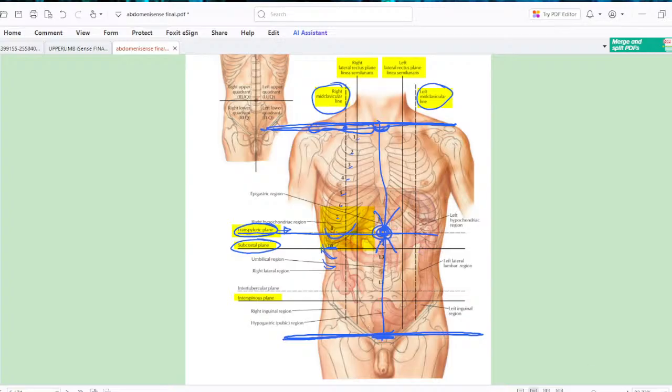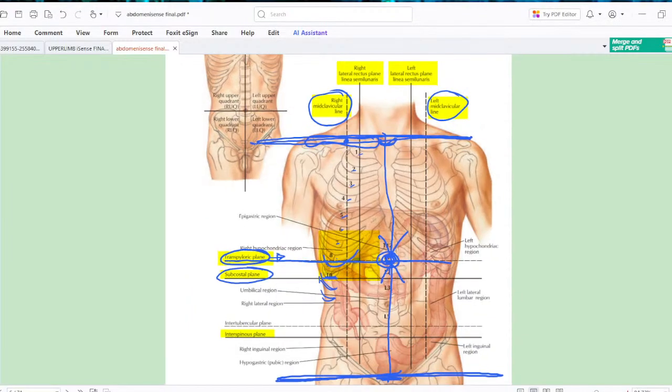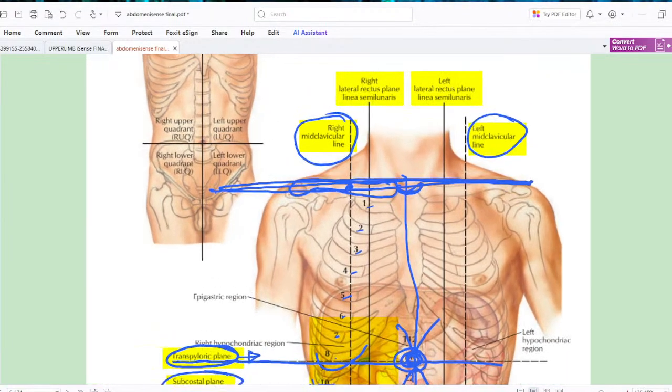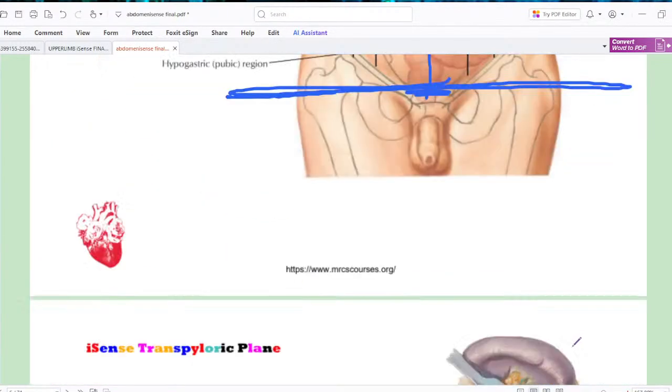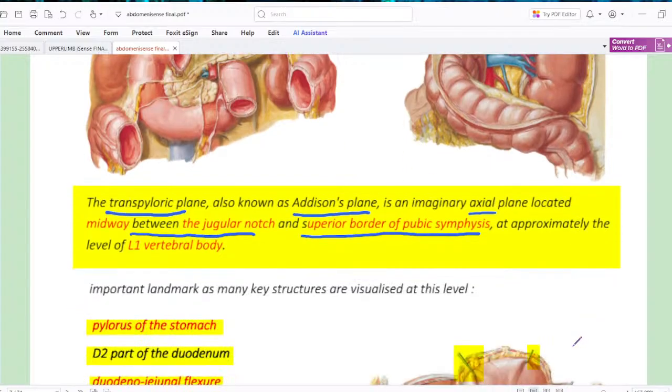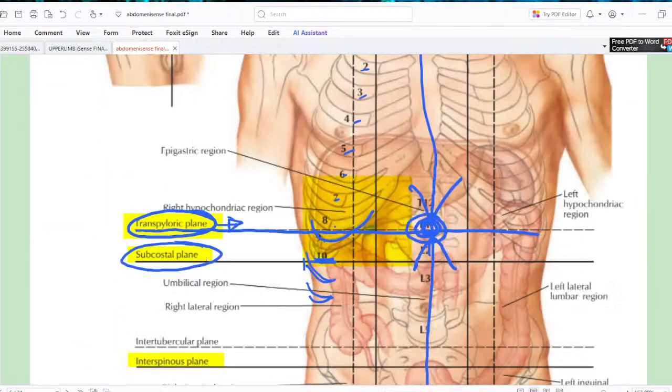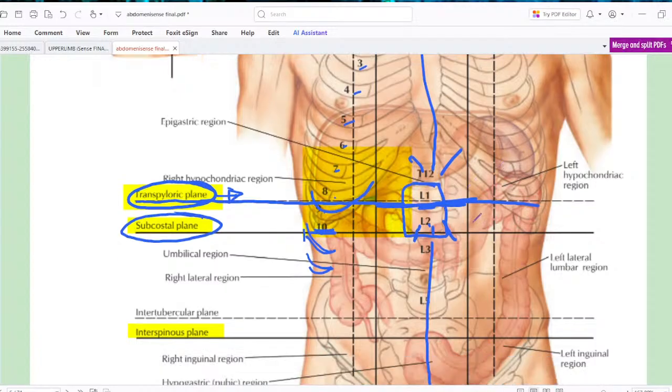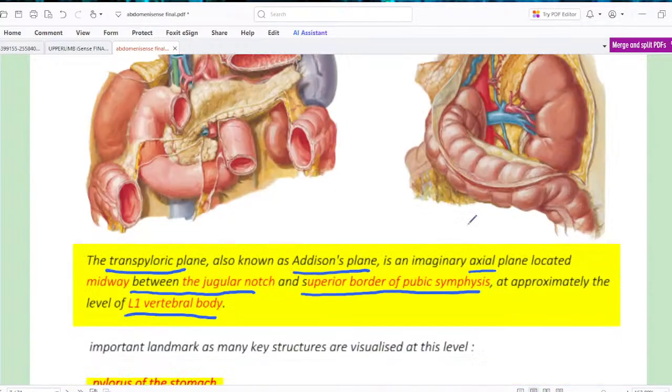Jugular notch and symphysis pubis. So it is the ninth rib, and the vertebrae will be L1, L2.